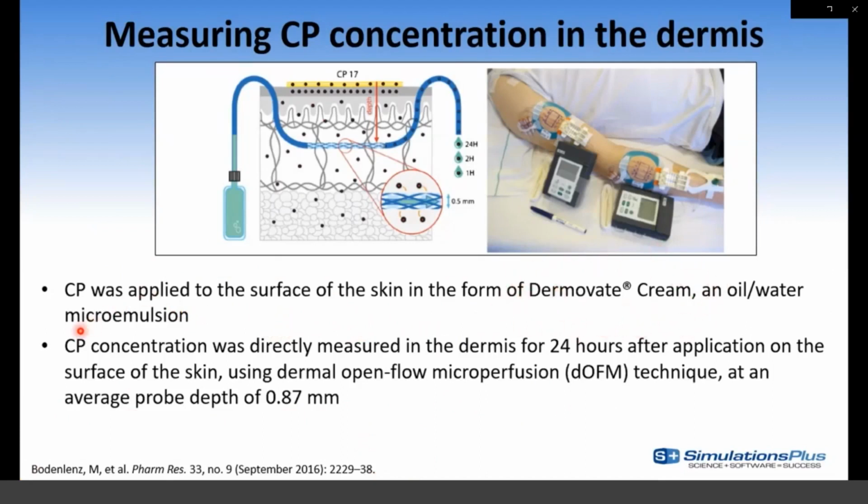Clobetasol concentration was directly measured in the dermis for 24 hours after application, and they were able to measure the local concentration using dermal open flow microperfusion. So as you can see in the diagram here, they are actually able to directly measure the concentration in the dermis. And in this case, this was at an average probe depth of 0.87 millimeters.